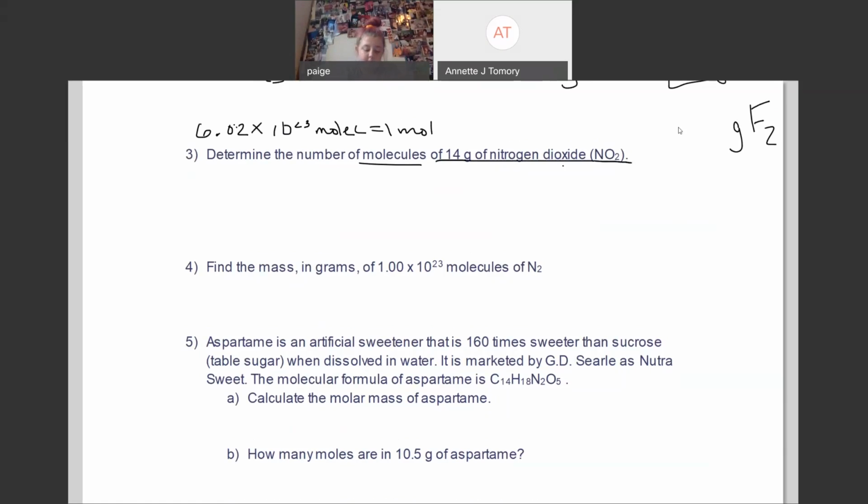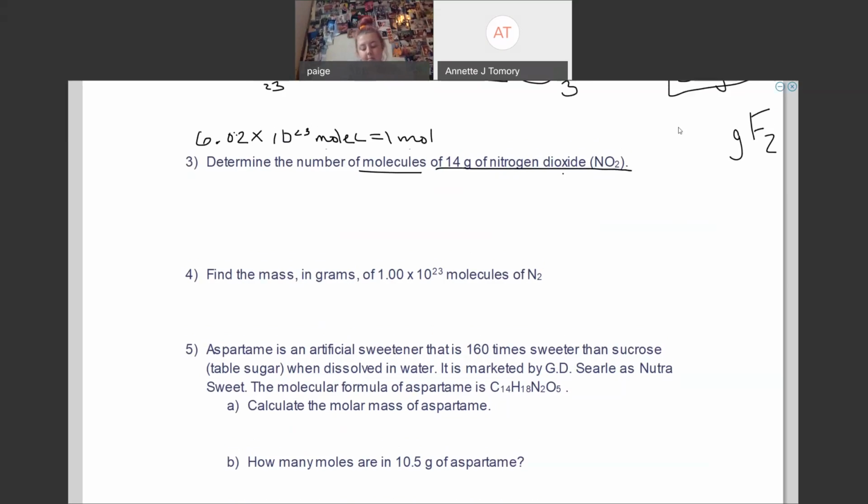Now I see grams. Go to the grams tell me to do. Right, go to the periodic table. Go to the periodic table, that's right. So I need to find nitrogen. Nitrogen is 14. I have 1 nitrogen. And oxygen is 16. I have 2 oxygen. So 2 times 16 is 32. That gives me 46, right? Yep. Okay. So I have 2 conversions here. I have the mass one and I have the molecules one.